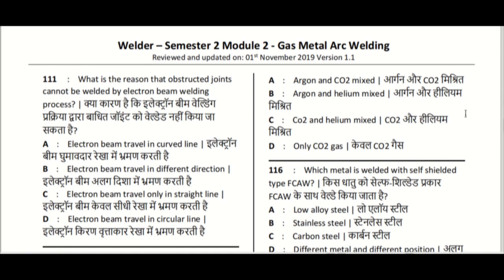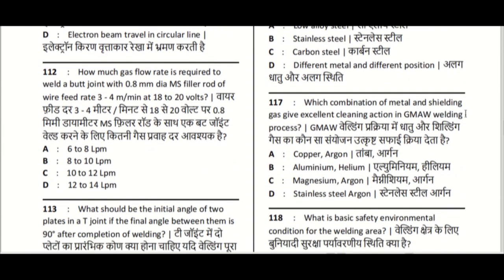What is the reason that obstructed joints cannot be welded by the electron beam welding process? The reason is that the electron beam will travel only in a straight line.